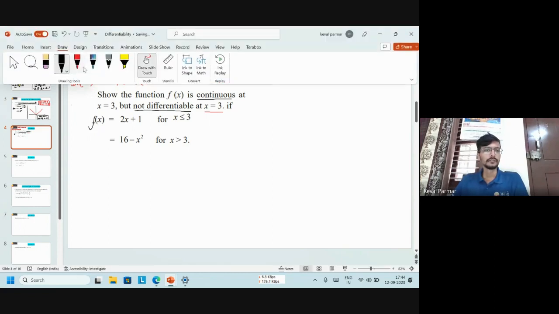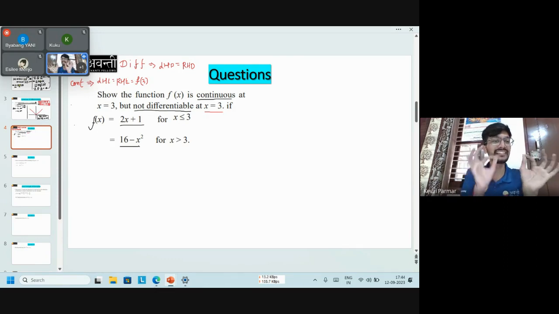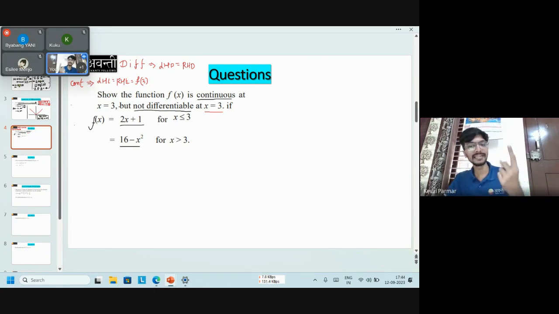Okay. Let's see. Interesting thing, if you know the graph of these functions, this is a straight line, this is a parabola. I hope you have heard of what is a parabola. So if you know the graph of straight line and parabola, you can directly plot the graph and you can directly see on the graph. But let's assume we don't know the graph. Then also we have one algebraic method. What is the algebraic method?